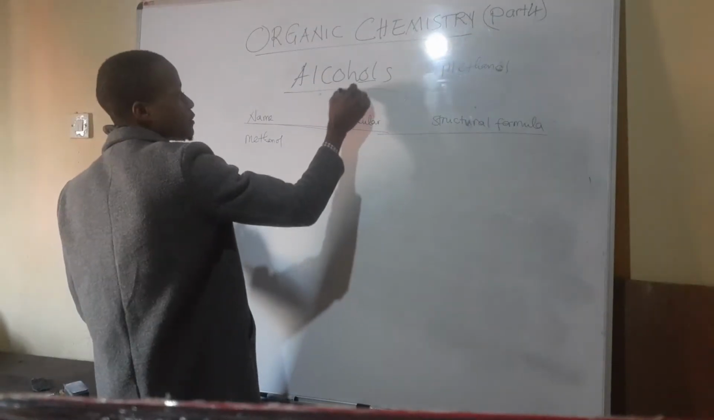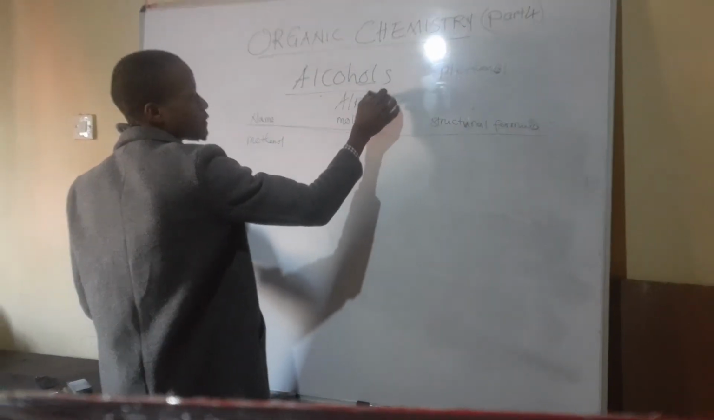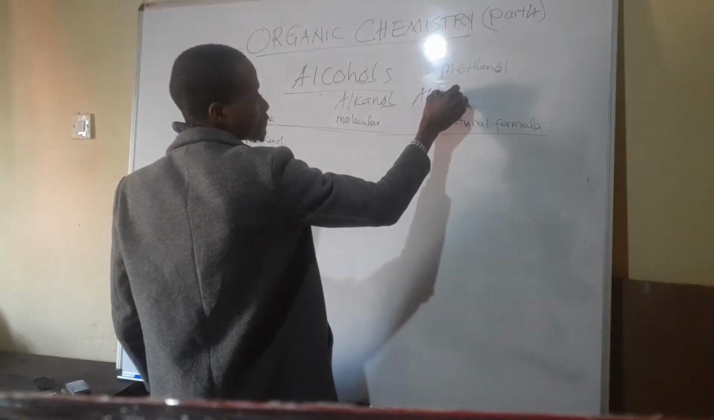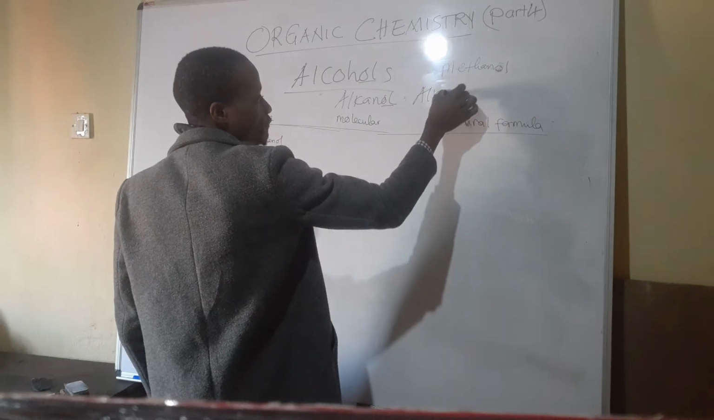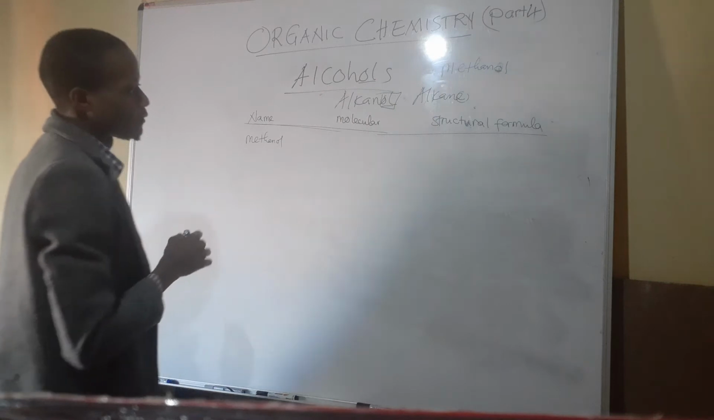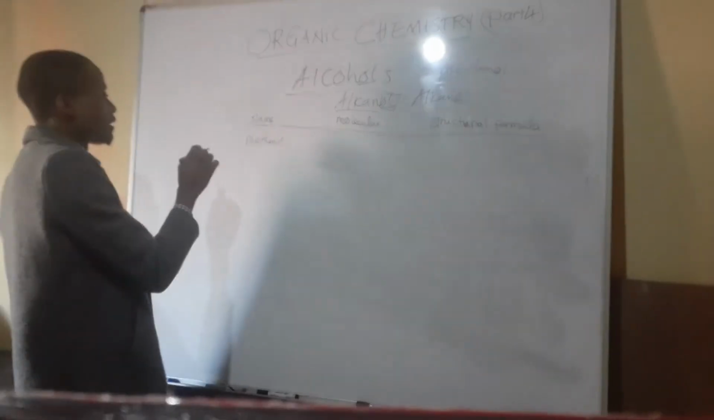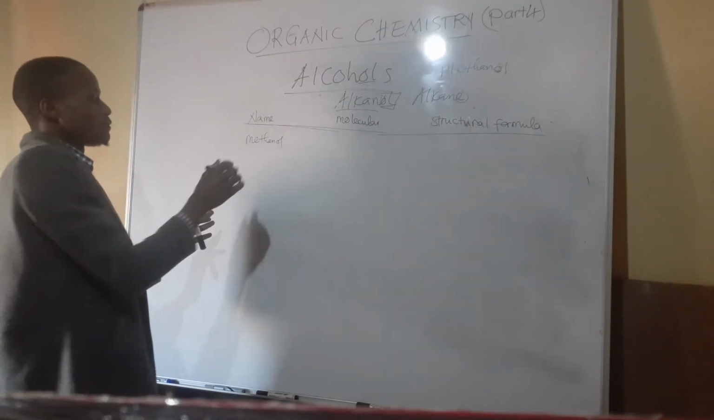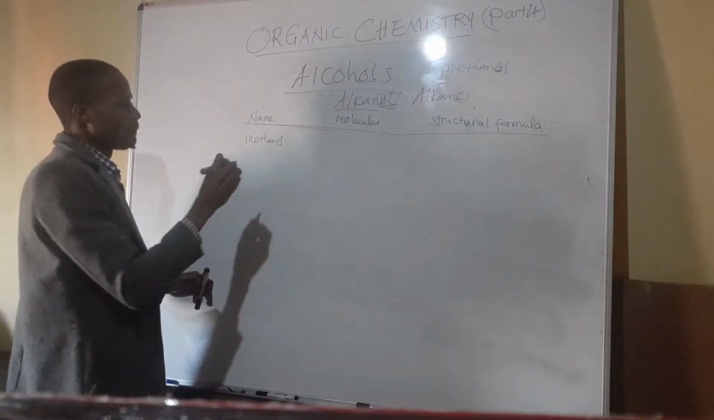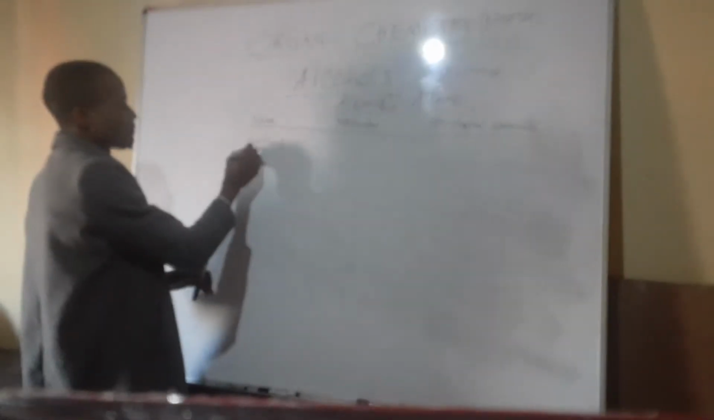That's why, remember I said, they are called alkanols. From the word alkane, they've removed the E and put the OL to make it an alcohol. So even here, we'll just be removing the E from the names of alkanes and putting the letters OL. Okay, so methanol has one carbon. Meth means one.